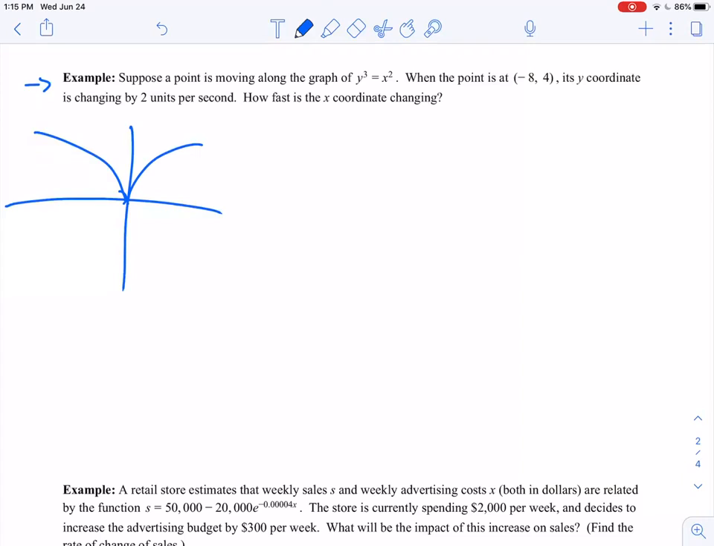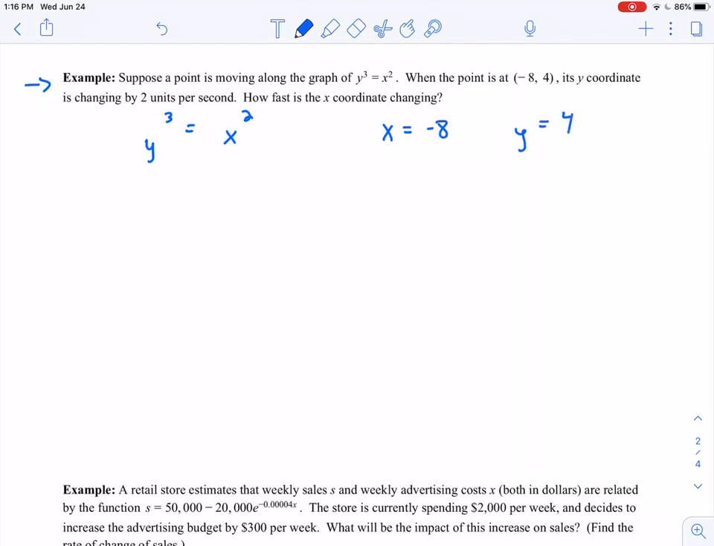But I don't necessarily need to even know what the graph looks like for this example because they gave me the equation. They said, all right, we're working with y cubed equals x squared. So they gave me the equation that relates x and y. They even gave me some other information. They gave me the point, which here, even though I don't have a graph or a picture like I did in the last example, I would still organize this information. I would say, okay, x is equal to negative 8. y is equal to 4.